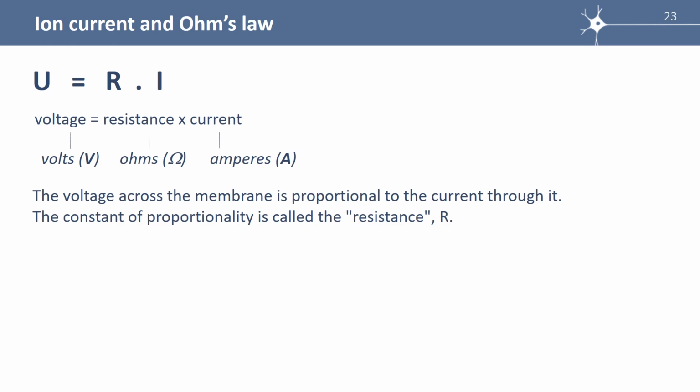The current and the voltage are related by Ohm's law. And it says, in the case of a membrane, that the voltage across the membrane is proportional to the current through it. Here you have the voltage, and here the current. We have seen the potential, which is the membrane potential. We have seen the current, which is the ion currents, and the resistance we have not seen yet. It is the resistance of ions to move through the membrane. They do not move very easily. There is resistance to their movement.